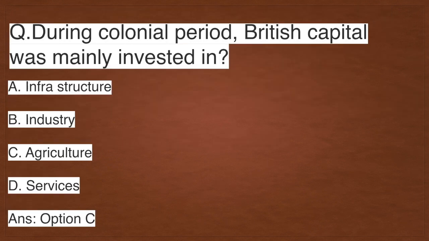Next question. During the colonial period, British capital was mainly invested in: option A, infrastructure; option B, industry; option C, agriculture; option D, services. Agriculture was mainly invested in by the British during the colonial period. The raw material from agriculture, especially from India, was compulsory for British manufactured goods in the 18th century. Hence, option C is the right answer.